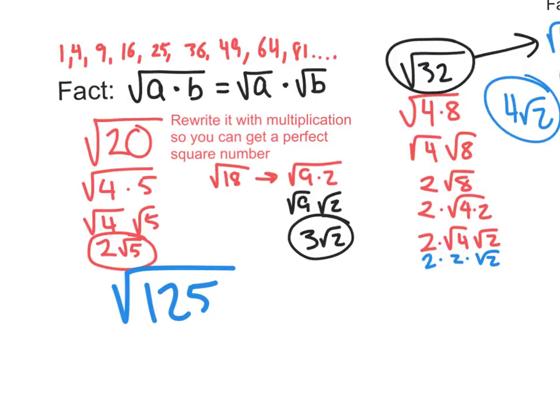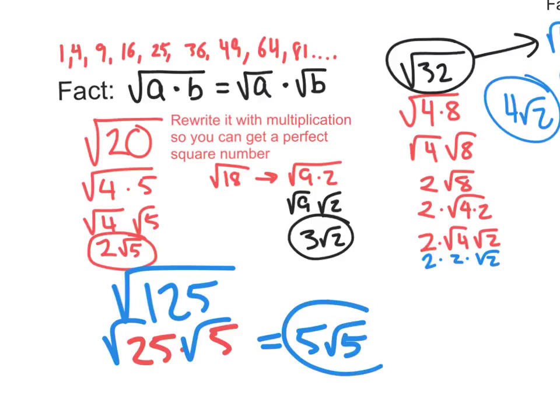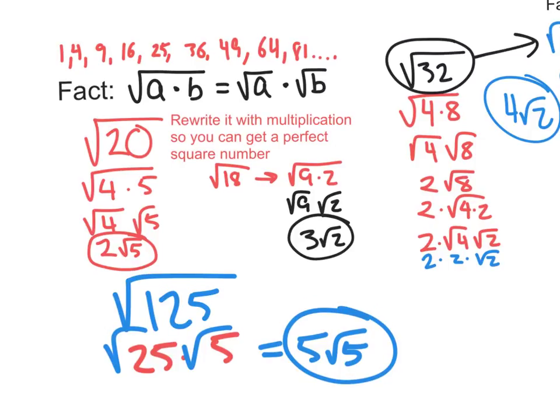So 25 times 5, right? There's 5 quarters in the $1.25. So when you say 25 times 5 and then split the root, your final answer will be 5 square root of 5. I hope this is making sense to you guys. So that's, in a nutshell, using this first fact.